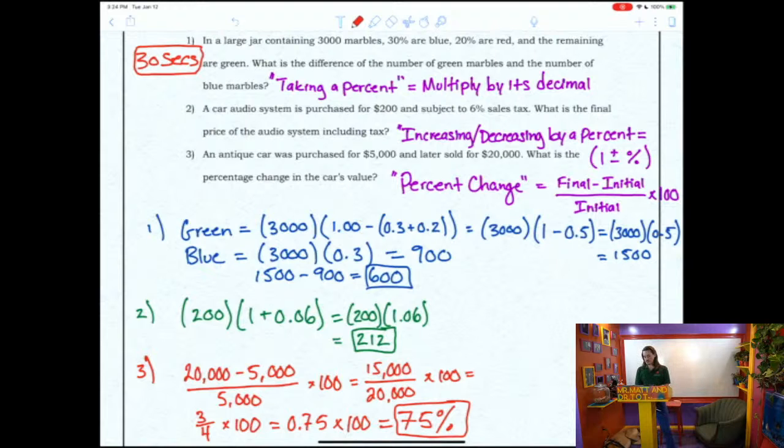So 20,000 minus 5,000 is 15,000. 15,000 over 5,000, they're both divisible by 5,000. 5,000 goes into 15,000 3 times. 5,000 goes into 5,000 once, leaving us with a reduced fraction of 3. In decimal form, our answer is 0.75, but they specifically ask for a percentage.